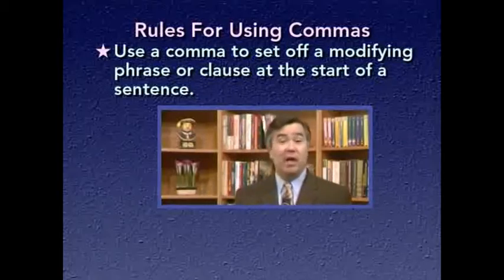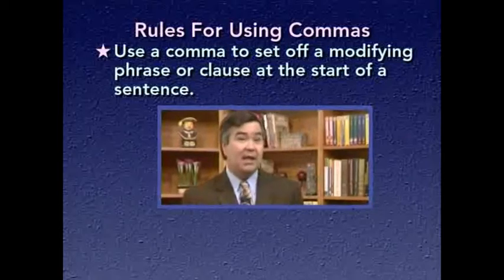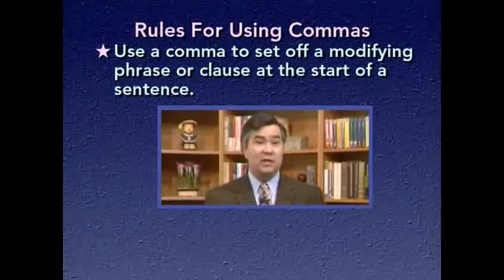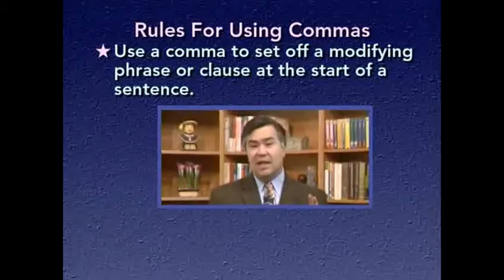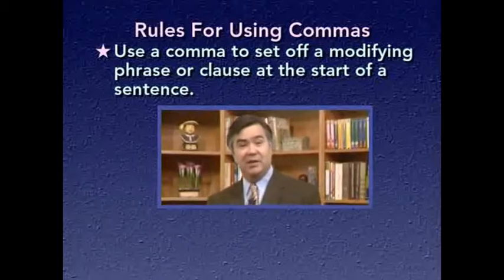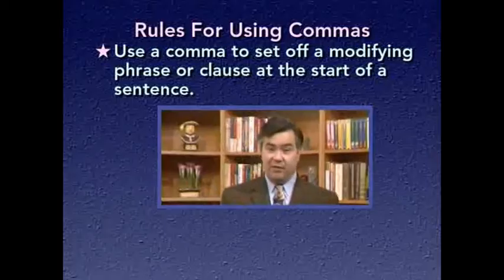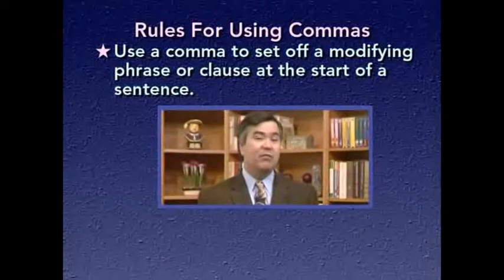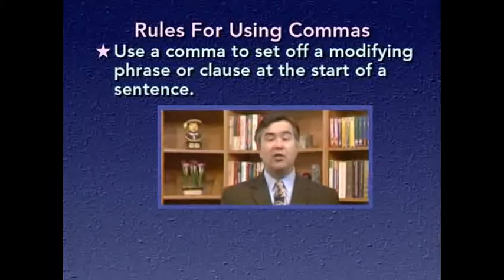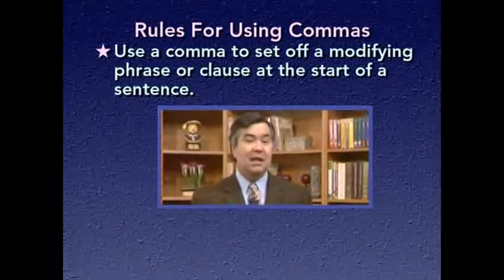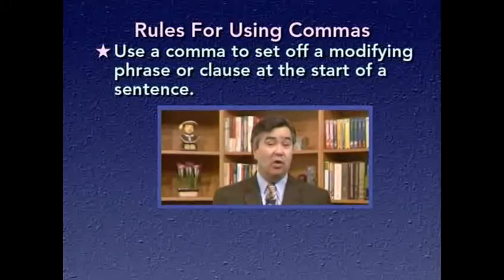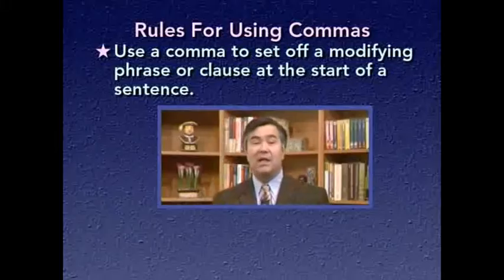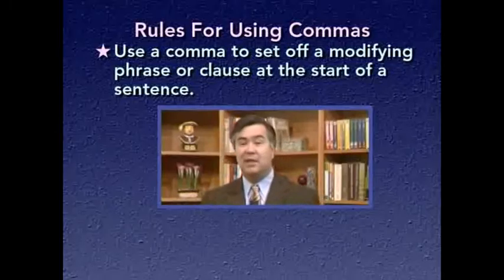Now, you might remember from other programs in this series that sometimes phrases or clauses, groups of words, can be used as modifiers. That is, they give more information about something else in the sentence. These modifying phrases and clauses almost act like adjectives and adverbs. They give more information about a specific other word that appears in the sentence. Now, when a modifying phrase or clause appears at the start of a sentence, you usually want to use a comma to set it off, to separate it from the rest of the sentence.